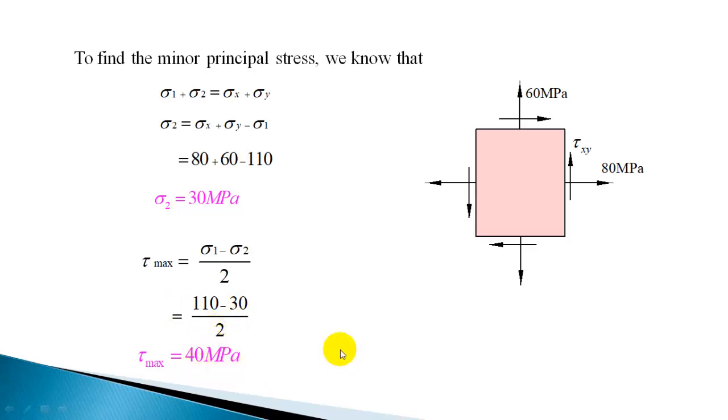So maximum shear stress is equal to 40 MPa. So you got the shear stress associated with the planes, minor principal stress, and maximum shear stress. Now let us work out another example.